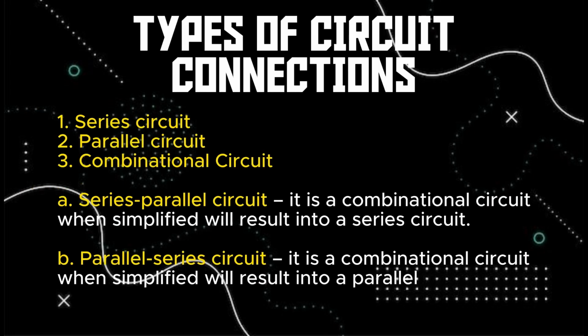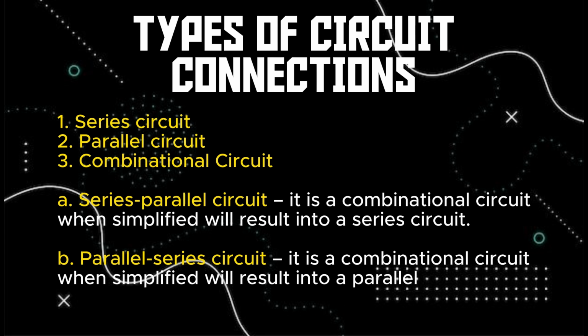Next are the types of circuit connections. First is series circuit. Second is parallel circuit. Third, combinational circuit. There are two types under the combinational circuit. First is series parallel circuit. It is a combinational circuit that, when simplified, will result in a series circuit. Second, parallel series circuit. It is a combinational circuit that, when simplified, will result in a parallel circuit.